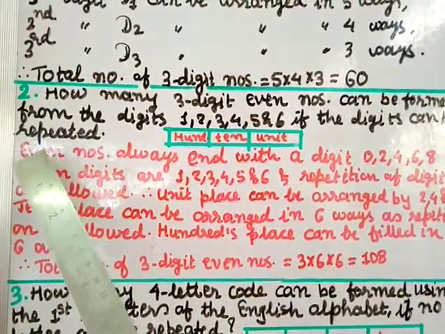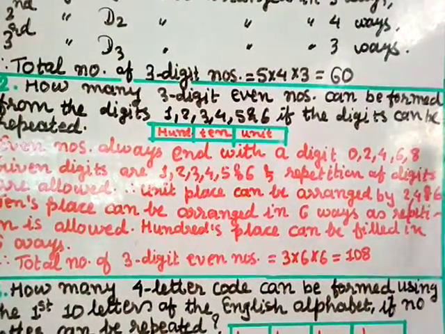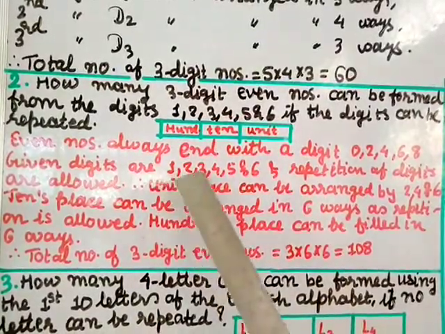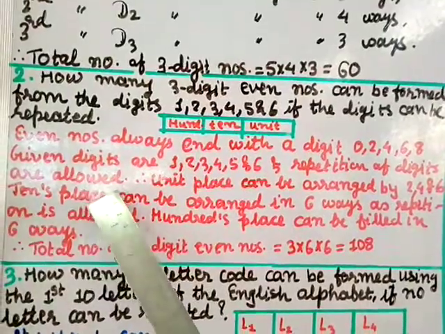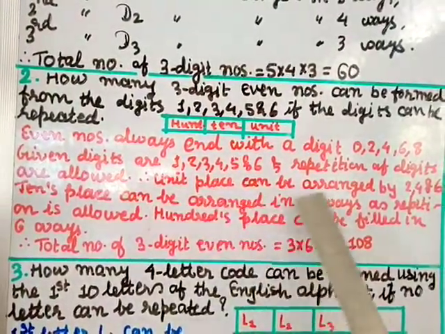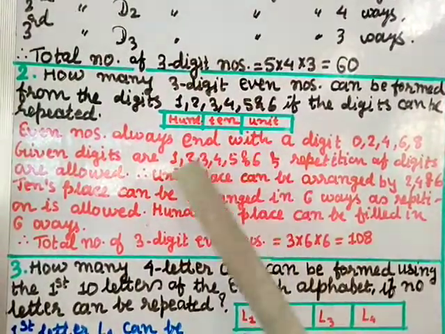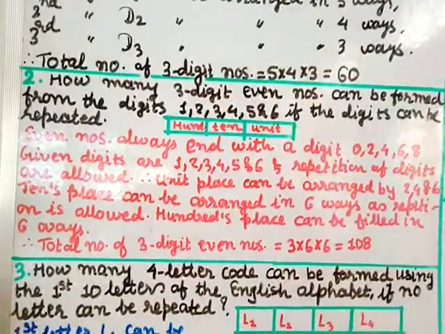Let us write here, even numbers always end with a digit 0, 2, 4, 6 and 8. We know this part. Given digits are 1, 2, 3, 4, 5 and 6, and repetition of digits is allowed. Therefore units place can be filled by 2, 4 and 6. So this units place can be filled with 2, 4 or 6. So there are 3 ways of filling the units place.